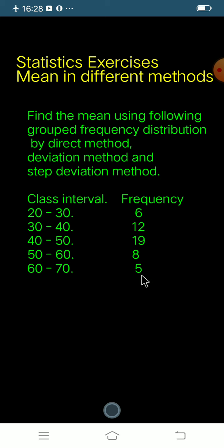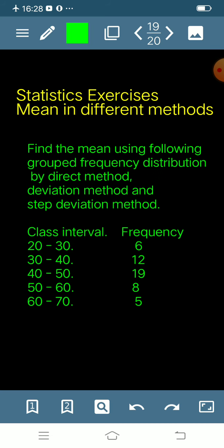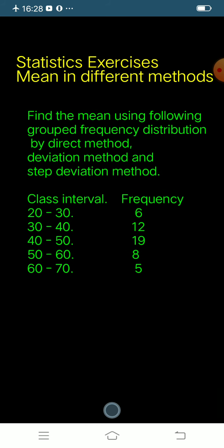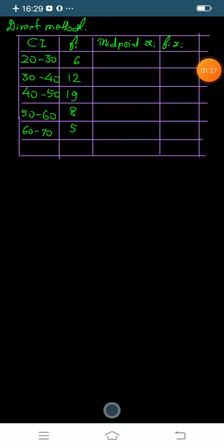Now we have to use three of the methods. The first one is direct method, the second one is deviation method, and the final method, that is step deviation method. We have to make use of all these methods just to have a knowledge of it. First, we are attempting direct method.